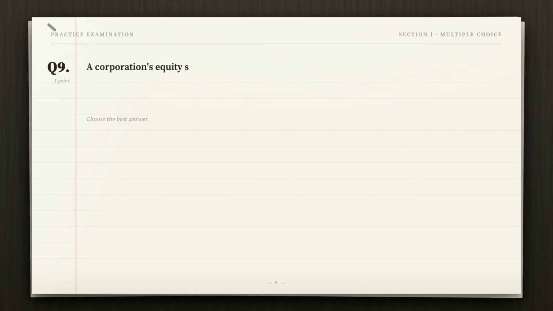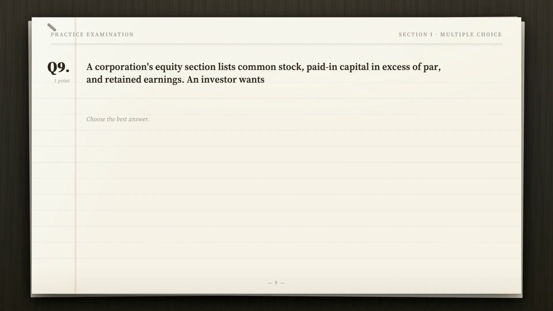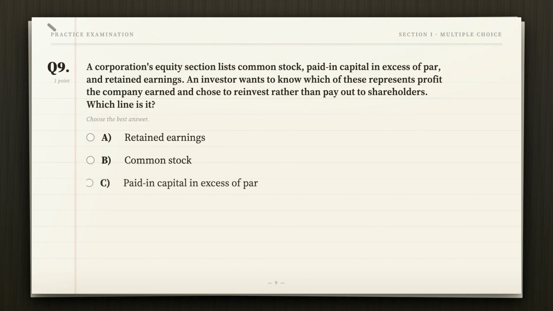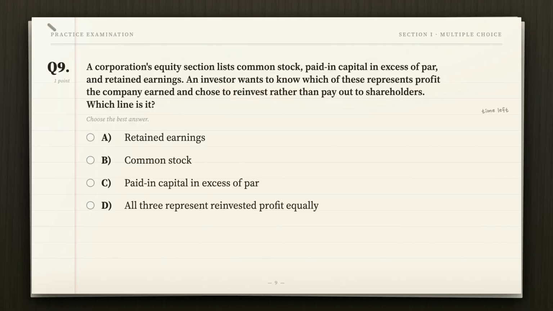Question 9. A corporation's equity section lists common stock, paid-in capital in excess of par, and retained earnings. An investor wants to know which of these represents profit the company earned and chose to reinvest rather than pay out to shareholders. Which line is it? Your options are A. Retained earnings, B. Common stock, C. Paid-in capital in excess of par, D. All three represent reinvested profit equally. Which one is it? Pause the video if you need more time.